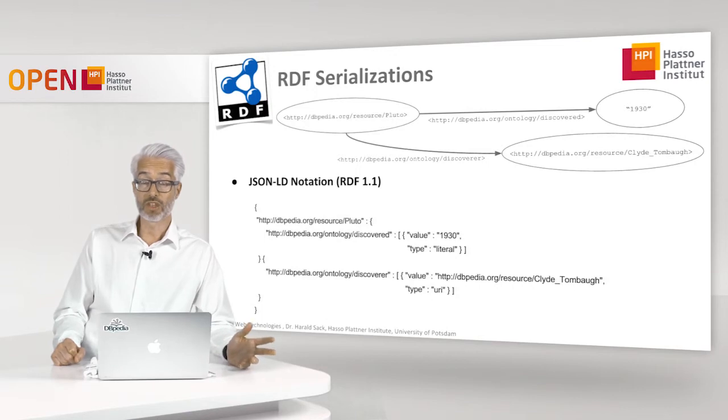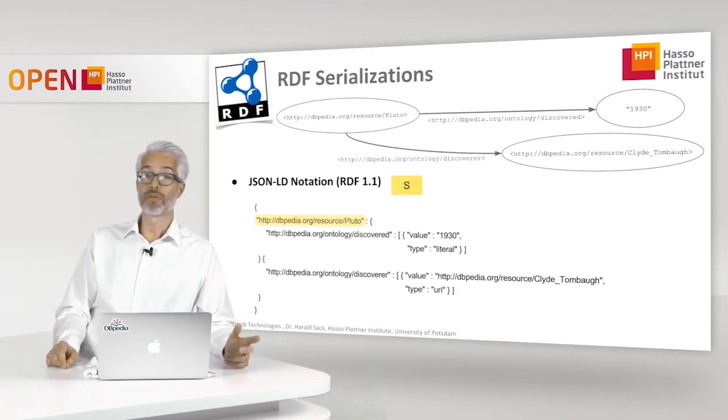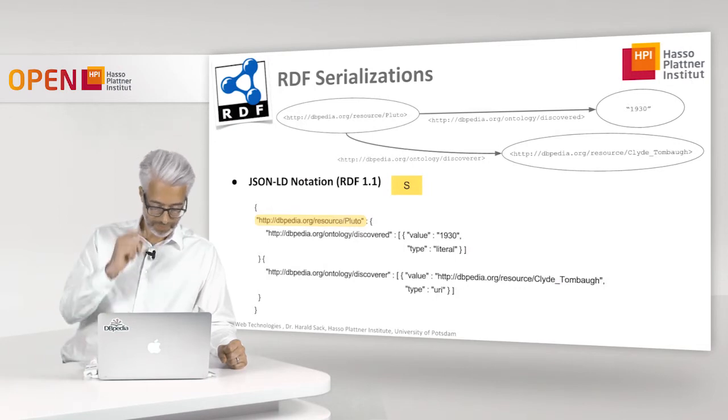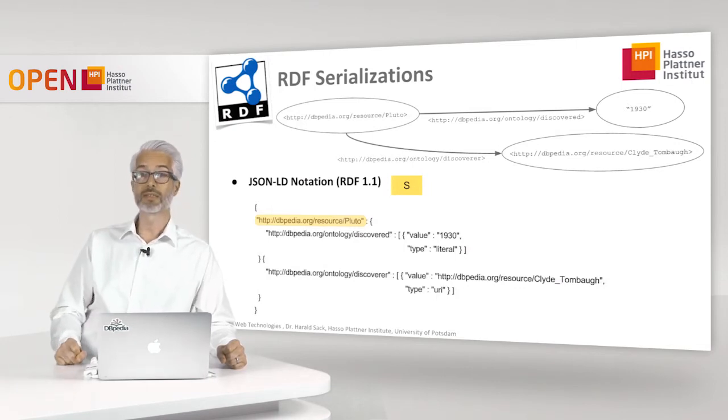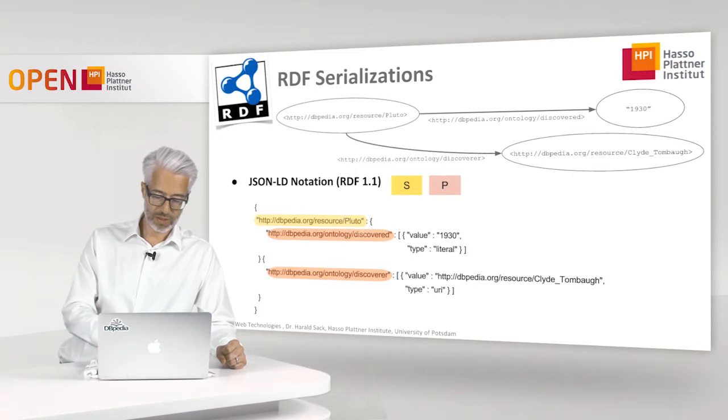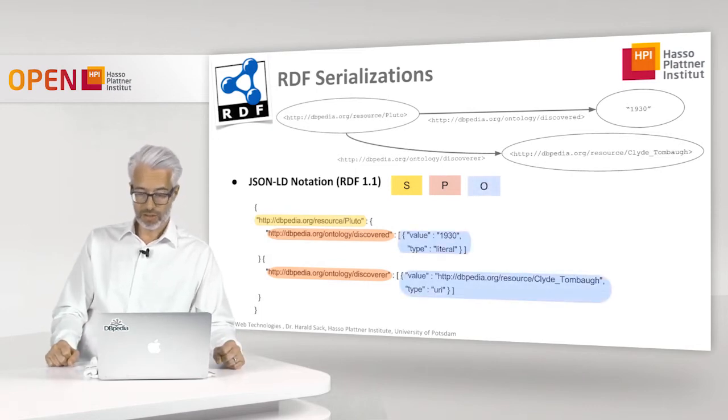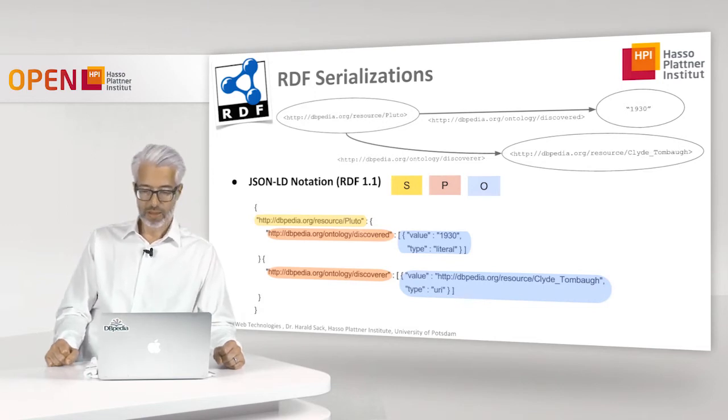So besides XML, there also exists another very popular representation form, which is based on JSON. So we have here, for example, JSON-LD. LD stands for linked data notation, which has been introduced with RDF version 1.1. So here, it's also rather difficult to read. So we see here the first part of the JSON stack. Here we have the resource Pluto. This is the subject, and then follow the properties here, first discovered and then discoverer, and then follows another section which denotes the object, which is in the first case a literal 1930, or a URI, which is here then Clyde Tombaugh. So you see this is a little bit easier to read, but for large files this will also become a little bit difficult.